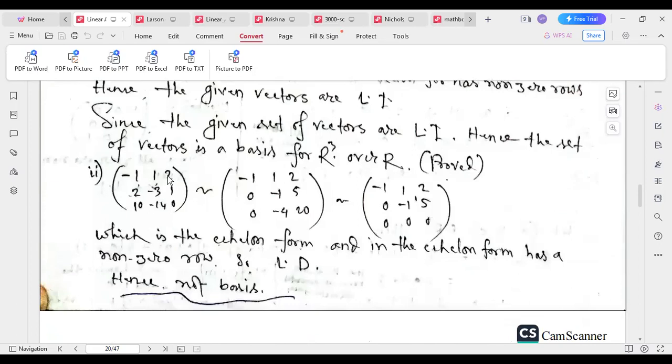Similarly, for the second one, first vector, second vector, third vector, and by echelon form, we get this. That means multiplying 2 with first row and subtracting from row 2, we get this one. Similarly, we get this one. Multiplying by 10 with first row, then subtracting from third row, we get this one. So by echelon form, we observe that the third row is 0, which is in echelon form, and the echelon form has 2 non-zero rows and 1 zero row. This is why it is linearly dependent. So by the definition of basis, the vectors must be linearly independent. So it is not a basis.